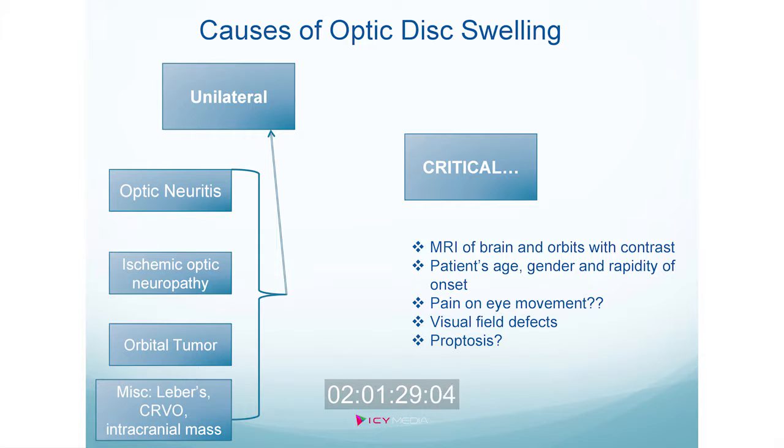Patient's age, we said before, optic neuritis affects a certain subset of the population, 20 to 40 females most often, where ION would affect elderly patients. Okay. Gender, optic neuritis would affect females more than men. Rapidity of the onset, okay? Some of these happen quicker than others. Does the patient have a visual field defect? Does the patient have pain on EOMs? Pain on EOMs would go more with an optic neuritis. Does the patient have a proptosis, which may indicate an orbital tumor? Okay, so the workup is a very systematic workup, probably starting off with blood work and MRI, and moving forward down the line depending on what we get.